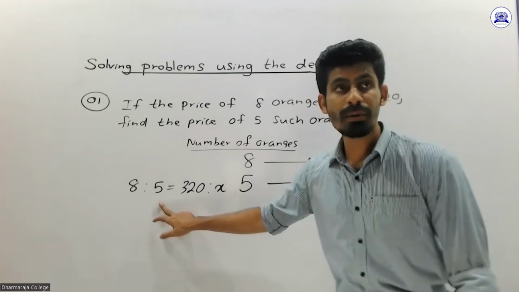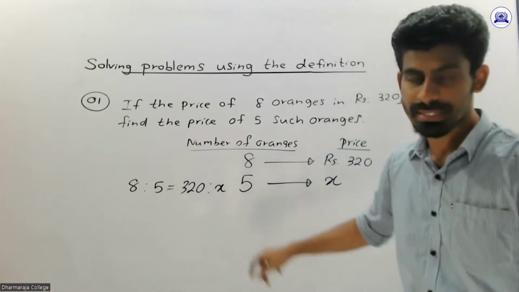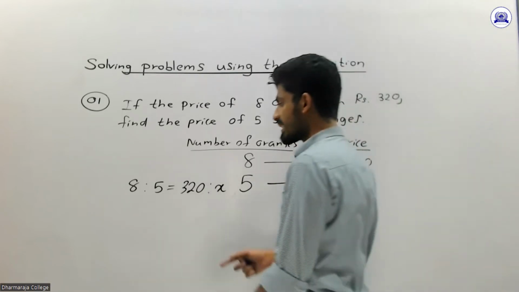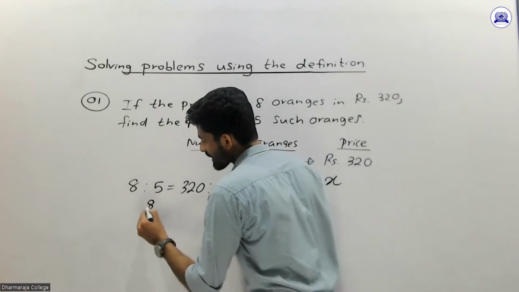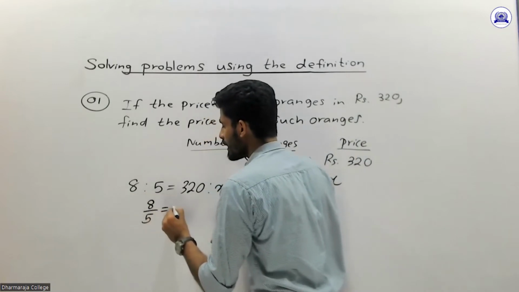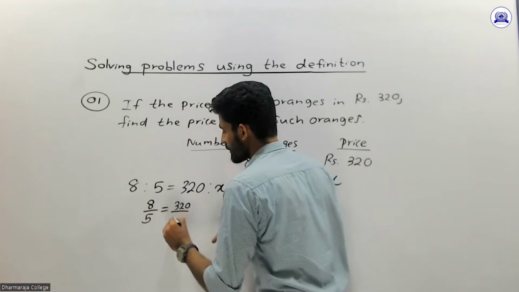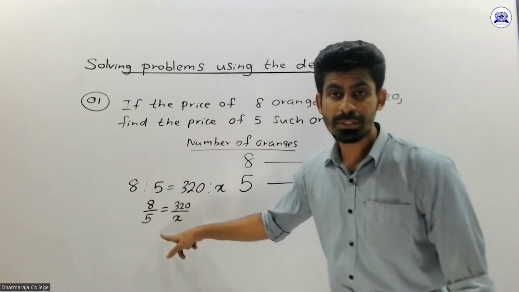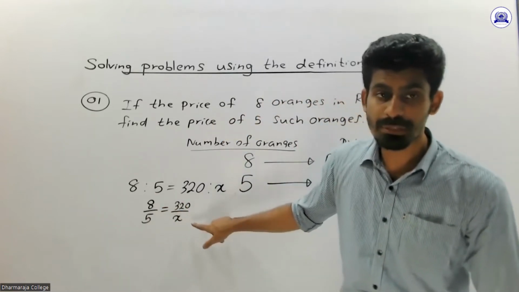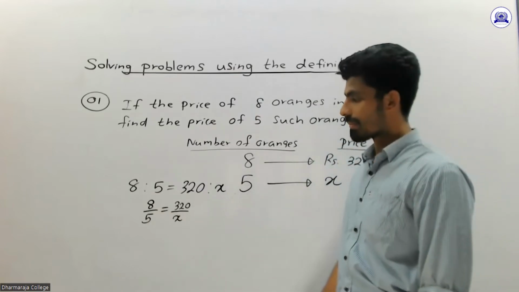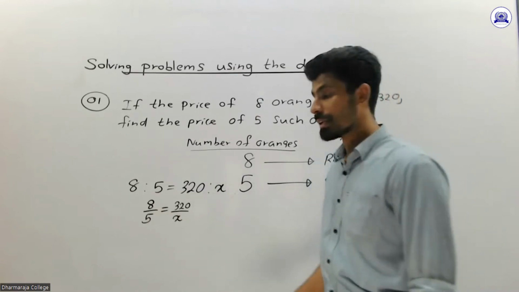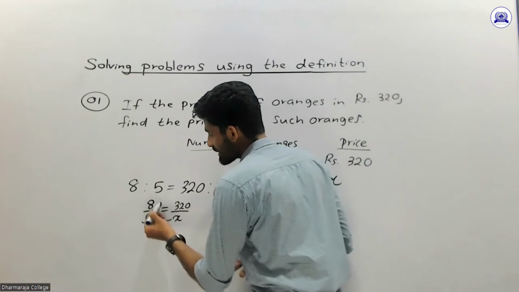8 to 5 equals 320 to x, right? That means you can write that as a fraction: 8 over 5 equals 320 over x, right? Then what about that one? You can do the cross multiplication.